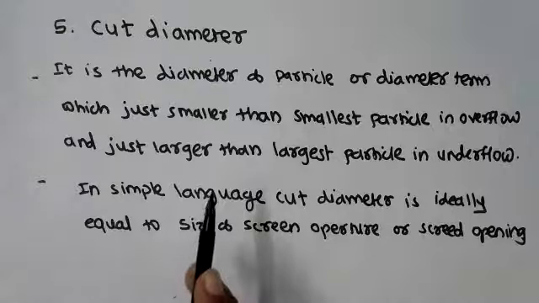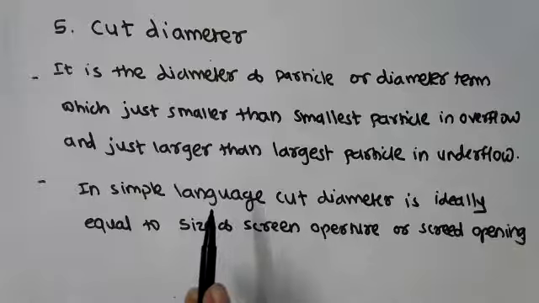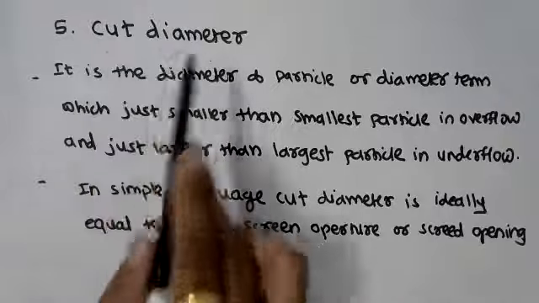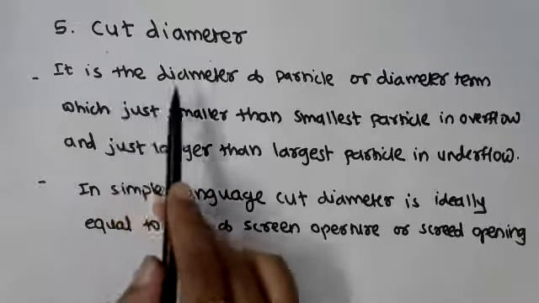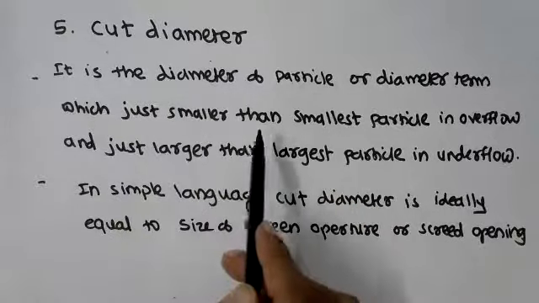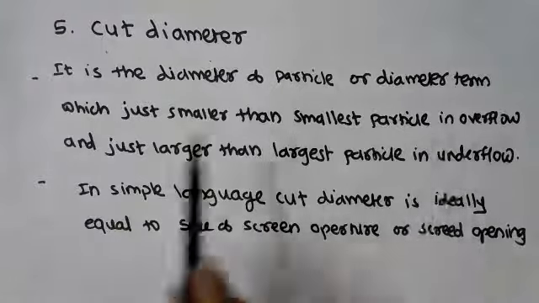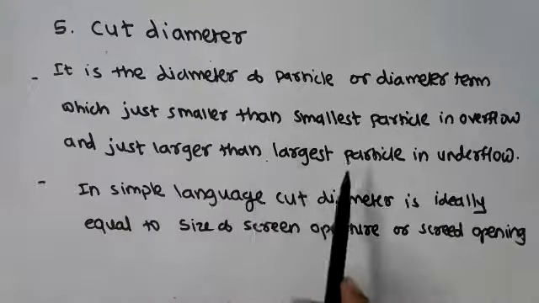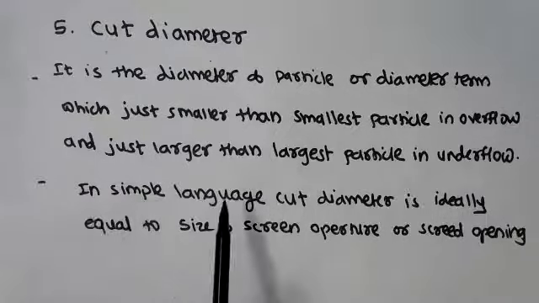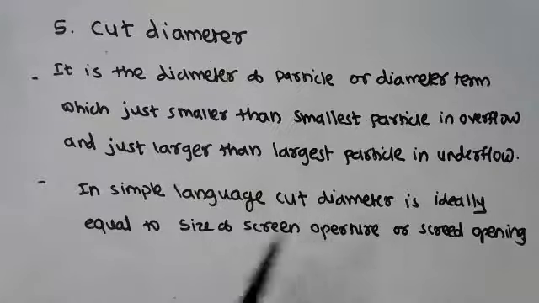So this cut diameter is an imaginary concept or an ideal concept which represents the perfect separation. So if perfect separation is obtained, then and only then will this term have any meaning. So it says that the diameter of a particle or a diameter term which is just smaller than the smallest particle in overflow and just larger than the largest particle in underflow, right? So in simple language, cut diameter is equal to screen opening.